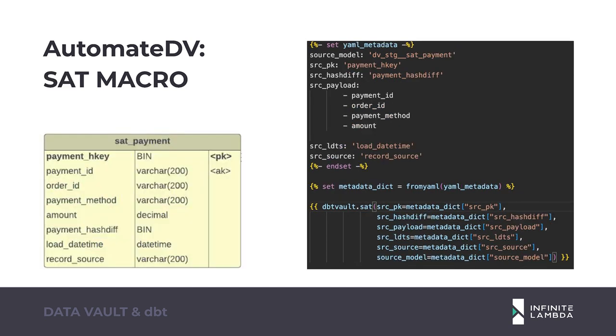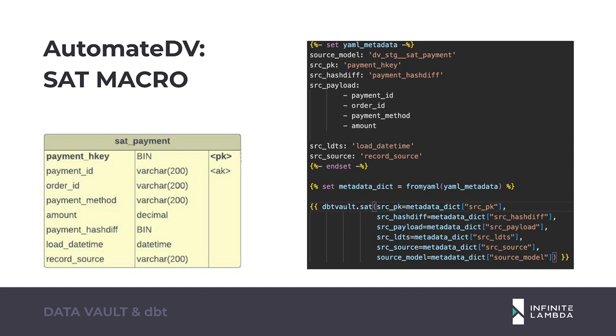And finally, the satellite macro. For the satellite macro, you need to have a hash key. You need to check for changes. What it does behind the scenes is that it has a hash key, which is the primary key, and then a hash diff. It compares the hash with the latest status of the previous history for the data. If that hash is the same as the latest status, it will not load it in. If it's different, it means new changes occurred, so you load that row. That's why the hash is very important in this case.